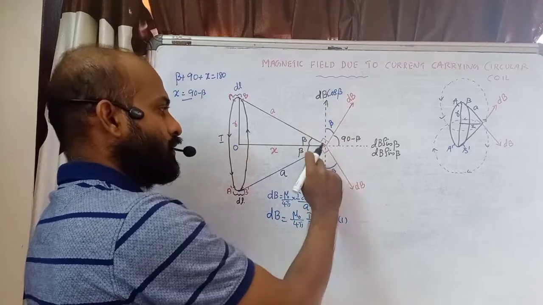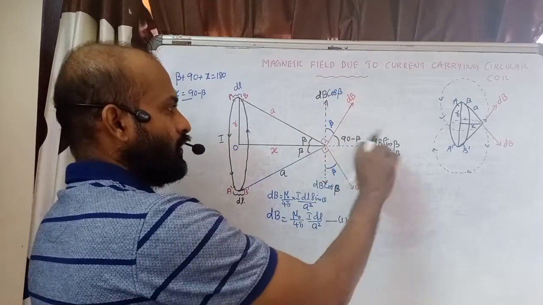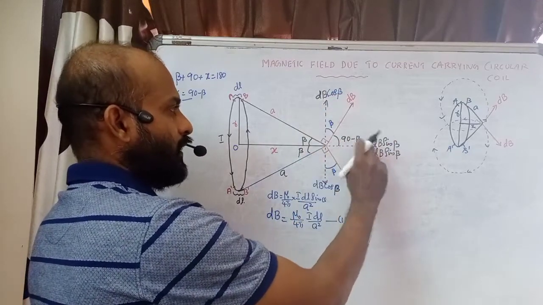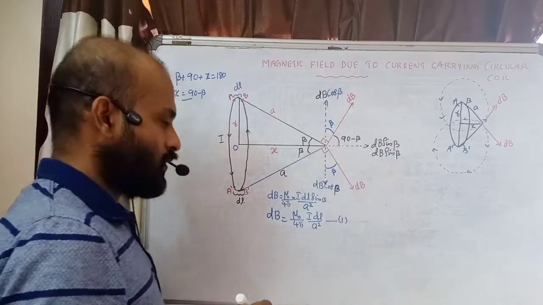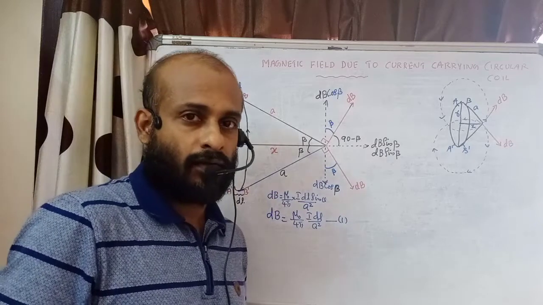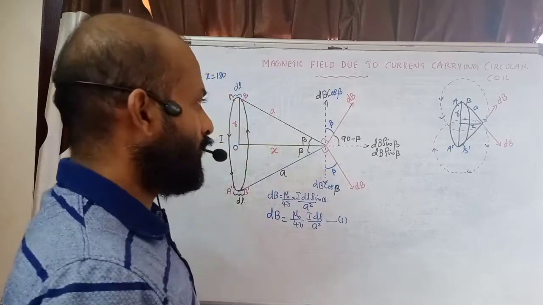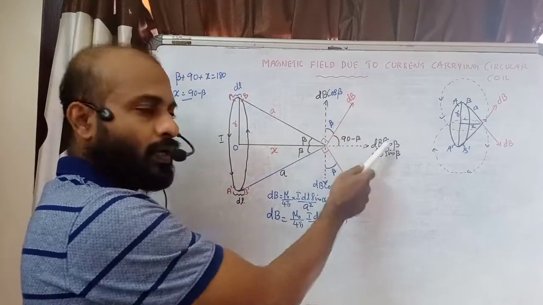This in the upward direction, this in the downward direction. Now these two are the same direction. dB sin beta due to this element, this dB sin beta due to this element. So our aim is to find the net magnetic field. What will we do to find the net magnetic field? We need to add these four components.